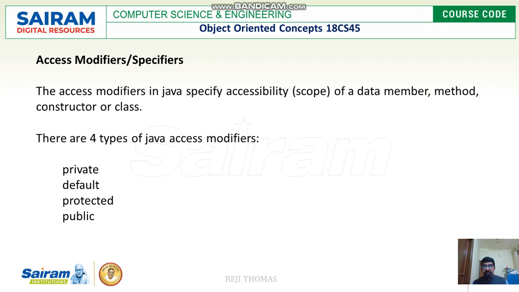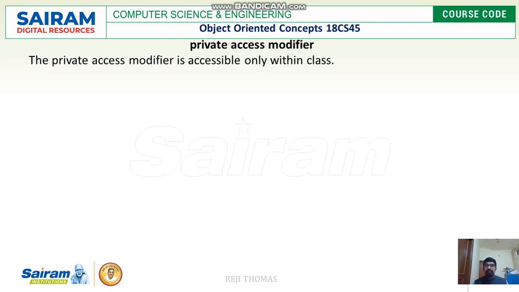These access specifiers we can use with a data member, with a method, with a constructor, or even with a class. Let us see what the differences are between these access specifiers or modifiers. Let us start with the first one, which is private. Private access modifiers define the accessibility within the class. Within the class, any member can access a private data member.